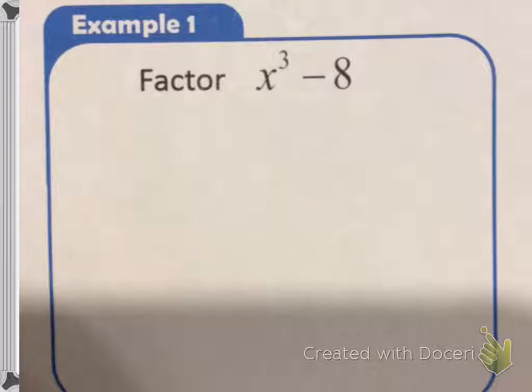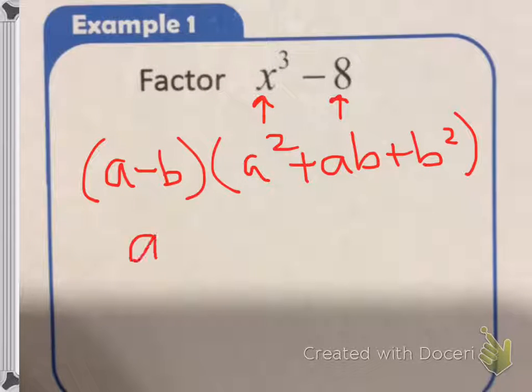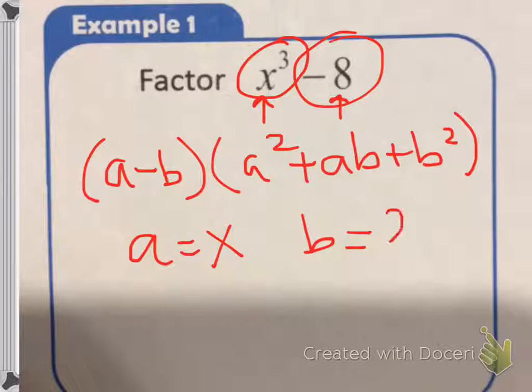The first problem here is x cubed minus 8. This is a difference of cubes, because this number is a perfect cube and this number is a perfect cube, and there's a subtraction sign. The difference of cubes formula says to do a minus b, and then a squared plus ab plus b squared. We need to identify our a and our b. Our a comes from the cube root of the first number. The cube root of x cubed would be x. And the b comes from the cube root of the back number. The cube root of 8 would be 2.